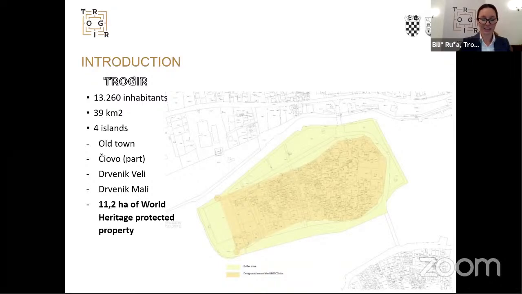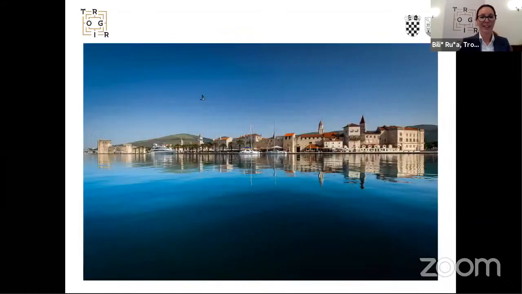Administratively, Trogir has eight smaller settlements, like small parts of towns, covering 39 square kilometers and even 4 islands. The old town core is a small island itself. A part of the island of Čiovo belongs to Trogir, and 2 small islands, Drvenik, big and small, Bilima. This is a picture of Trogir on last year's Christmas Eve. It was 22 degrees in the air, so it's just a teaser for you.